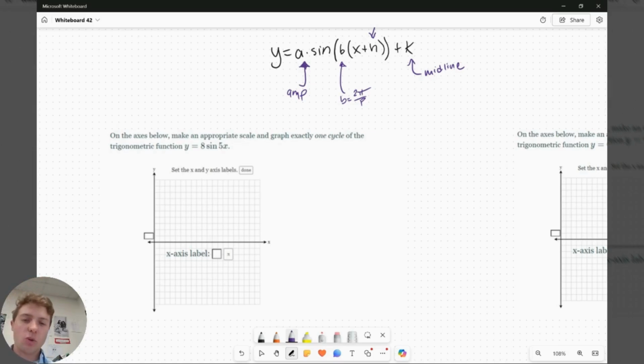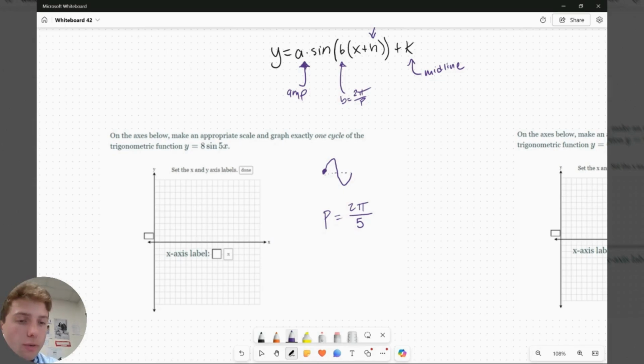So what we want to do is graph this. You want to make an appropriate scale. Really what we care about is how long it takes for a cycle to repeat, so we want to know the period. We can find the period by taking 2 pi and dividing it by the b value. Our b value in this case is 5. We know this is a sine graph. It'll start at the midline, go up, go down, and return to its spot. That entire time it takes to do that will be 2 pi fifths.